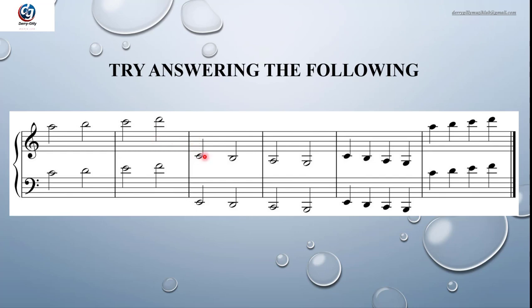And you should also know that if the stem is up, the stem is always on the right side of the note head. If the stem is up, the stem is on the right side, not on the left. Okay, not on the left. And then the stem is on the left side of the note head when the stem is down. So look at the difference between the two. When it is up, it's on the right. When it is down, it is on the left.